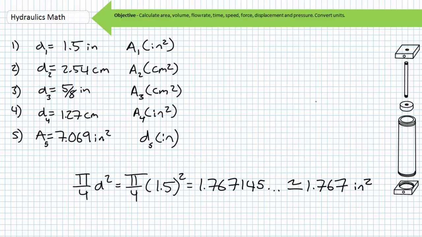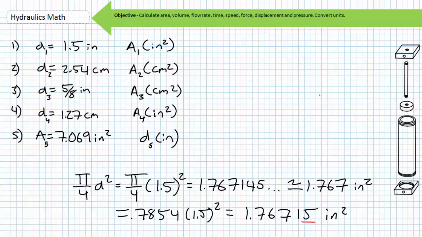Our first illustrated example problem gives us a diameter in inches and asks us to solve for the surface area in units of square inches. Too easy. Bust out the area formula, pi over 4 d squared, and plug and chug. Substituting the necessary values, we're left with something I can round off to 1.767 square inches if I so desired. Notice despite this being a circle, the units of area are square inches. Additionally, notice I calculated this number using the purest form of pi over 4 my calculator was capable of representing.